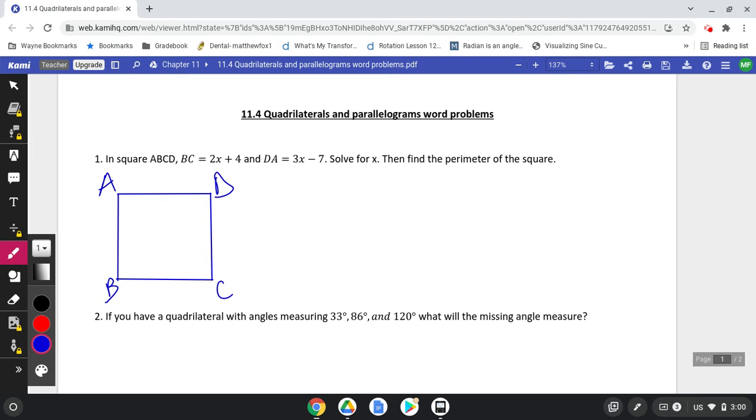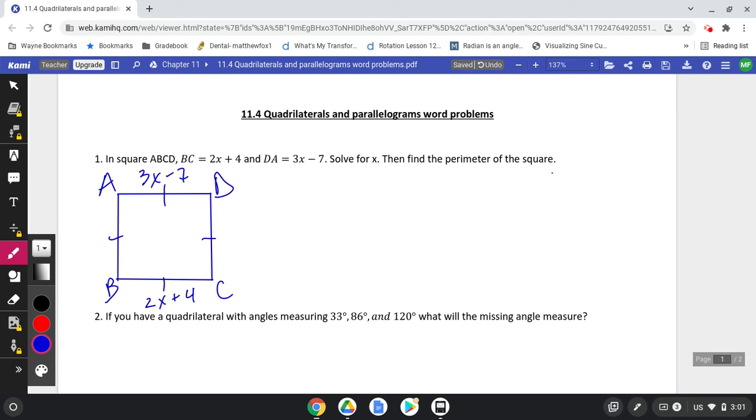Before we even solve this, we know if it is a square, we know several things about it. We know the angles in the corners are 90 degrees. We know each of the sides is the same. We know the diagonals will bisect. They also will be at right angles. So BC, it tells us, is 2x plus 4. Meanwhile, DA up here is 3x minus 7.